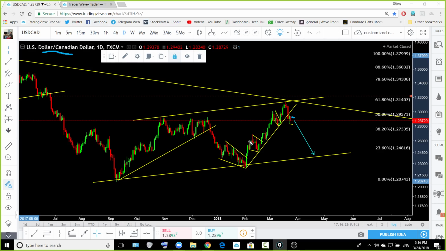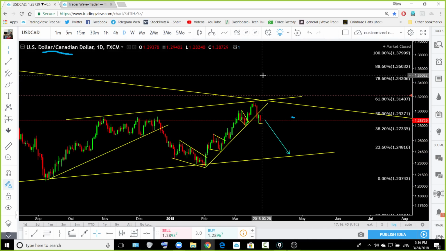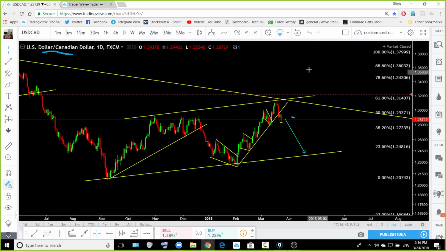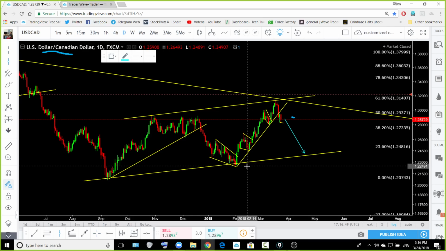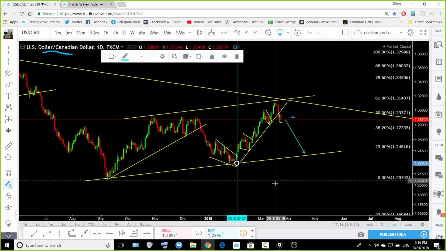If one pair is rising because of the dollar, other pairs will fall, they will not rise. Okay, so I can give you an idea so that you guys take this tip next time when you're trading on these pairs. Okay, so just look at that.